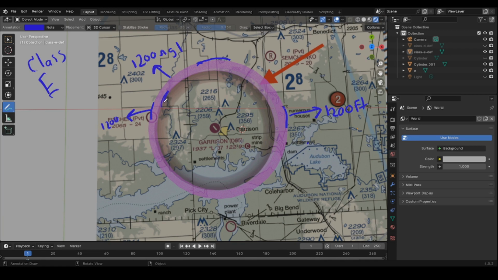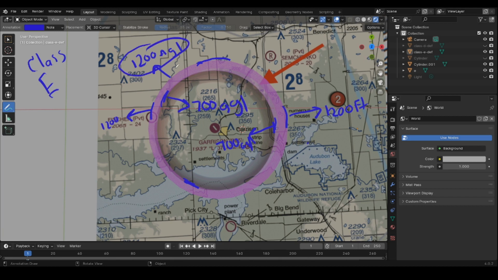So inside of the Class E, let me circle some more. Inside of the Class E, the numbers change to 700 feet AGL. This is 700 feet AGL. The other airports don't have those types of little restrictions AGL. So keep that in mind.